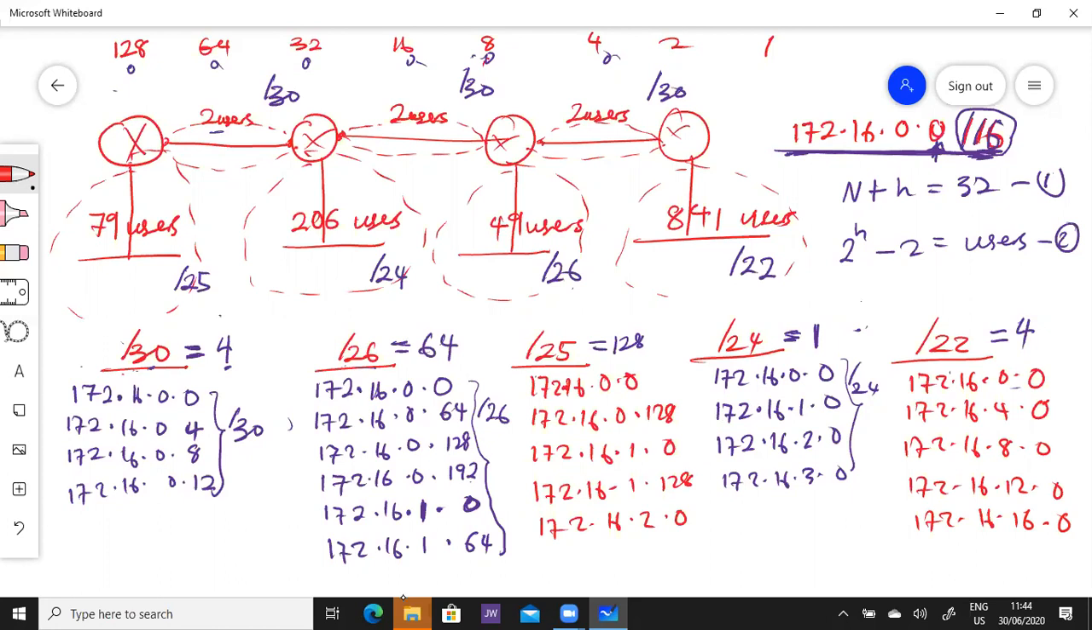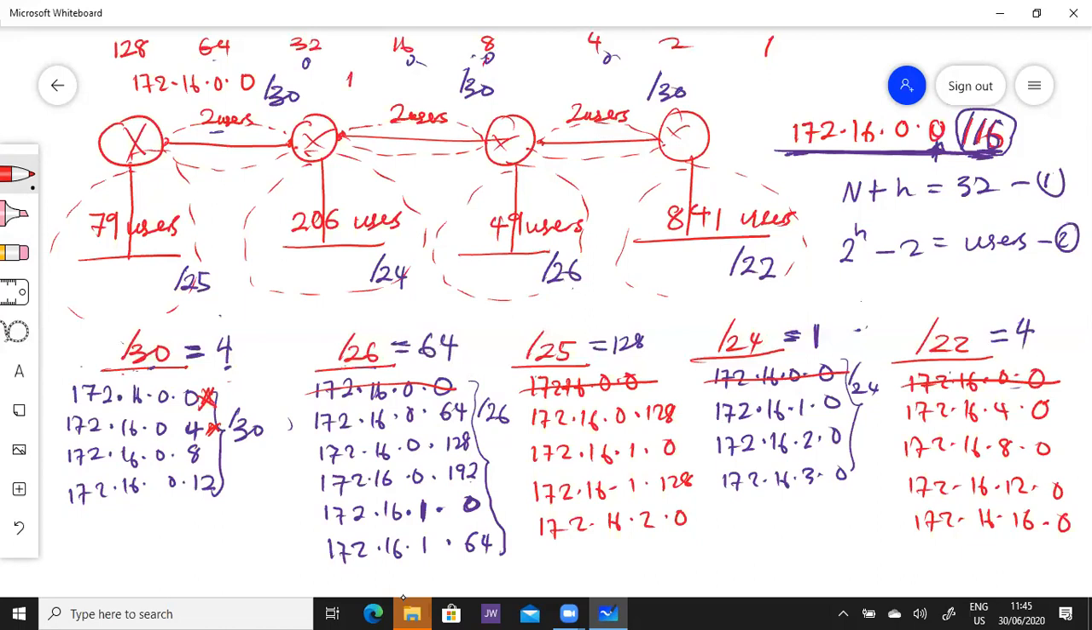So starting from the /30, we have 3 /30. So 1 will be given to this point-to-point network. 172.16.0.0/30. The next /30 will be given. So in this case, we are canceling out all the .0s. It can be used again.